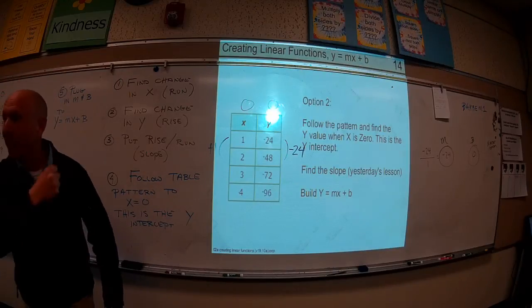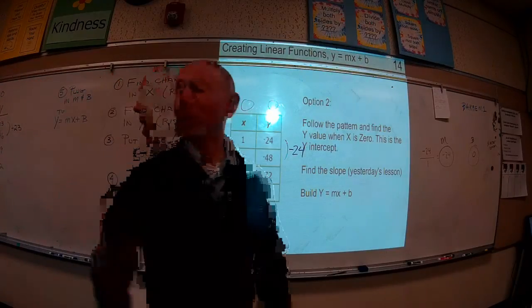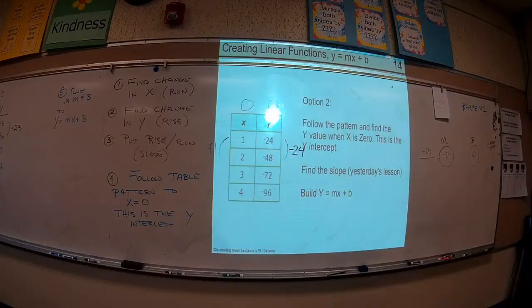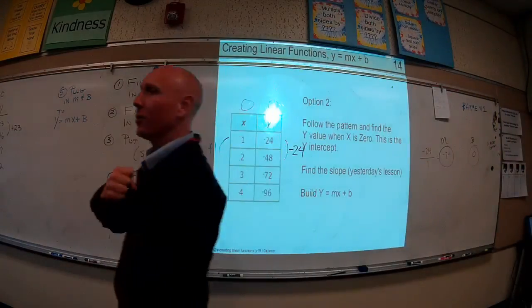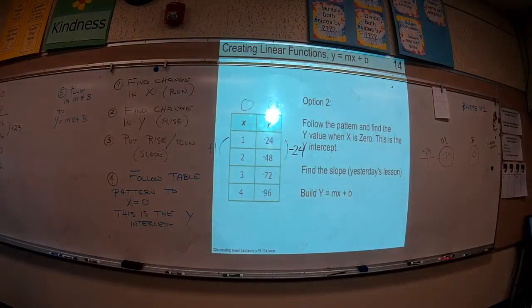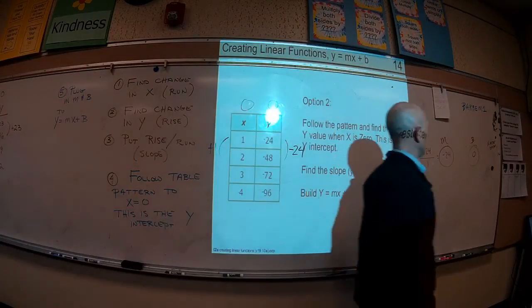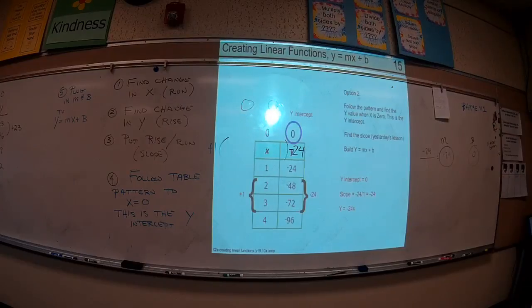Y equals negative 24x plus 0. Y equals negative 24x plus 0. Y equals negative 24x plus 0. Good. That was a tough one. Okay, no more.